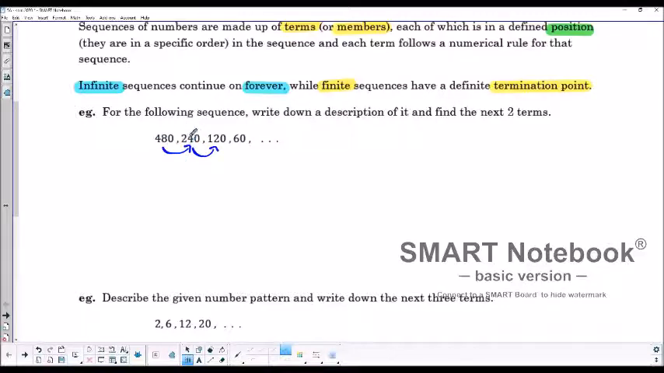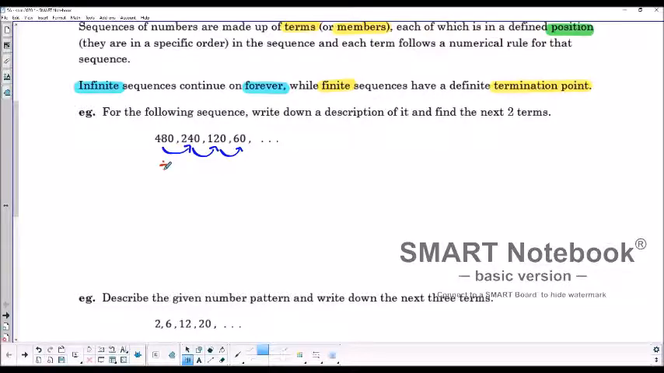Then if you test the same rule to go from the second term to the third term, that's usually when you'll confirm that you've got the correct rule. And then you can test it to go from the third term to the fourth term. So from 480 to 240, and then 240 to 120, what do you think is going on there?